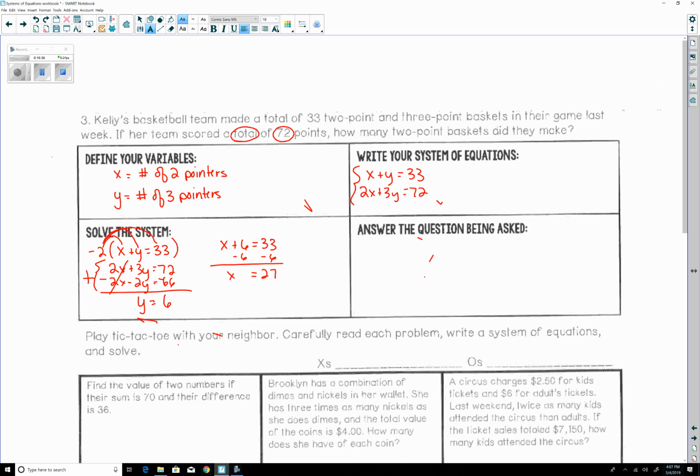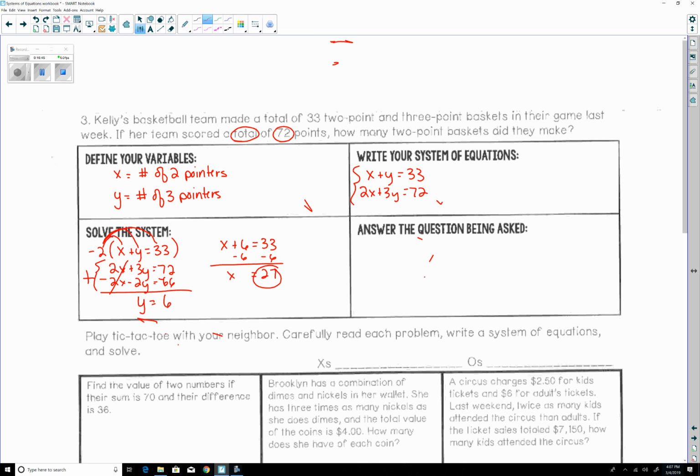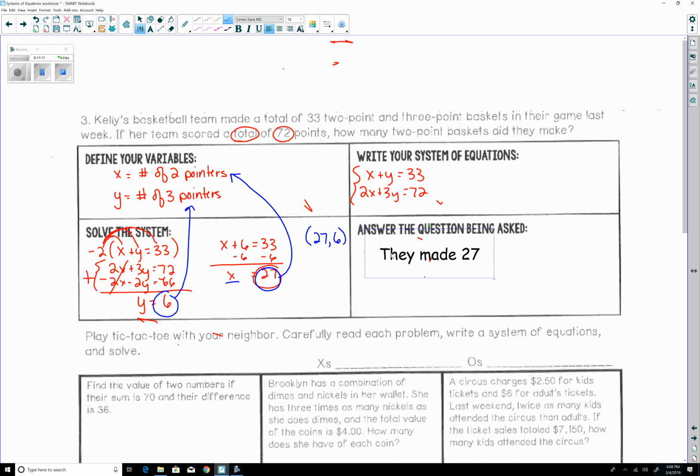So again, I'm going to switch colors just so you can see the difference here. This 27 is the number of 2-pointers because that's your x. Your y is your number of 3-pointers. I guess I should write it as an ordered pair. So 27, 6. So answer the question being asked: how many 2-point baskets did they make? They made 27 2-point baskets.